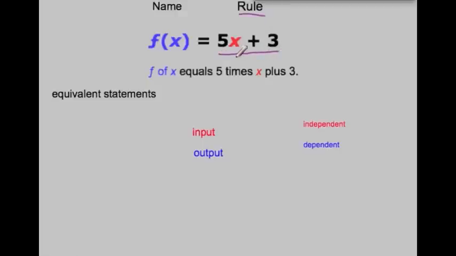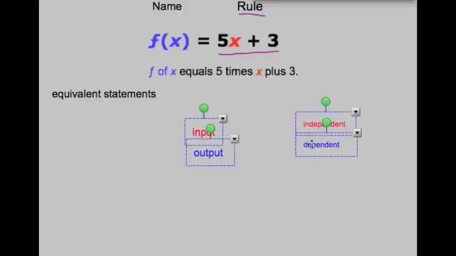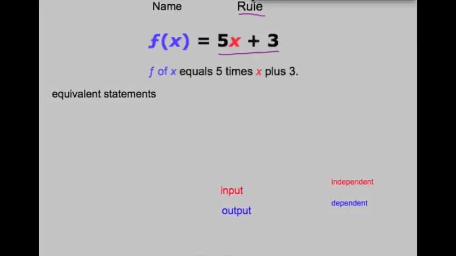The rule tells us what we're doing when we plug a value in, and the name tells us what we're talking about. Now you might be saying to yourself, this looks really similar to something that I used to write when we would just say y equals 5x plus 3. So why are we starting to write f of x instead of y? Because it's really the same thing. F of x represents the output value, or the y value that I get.